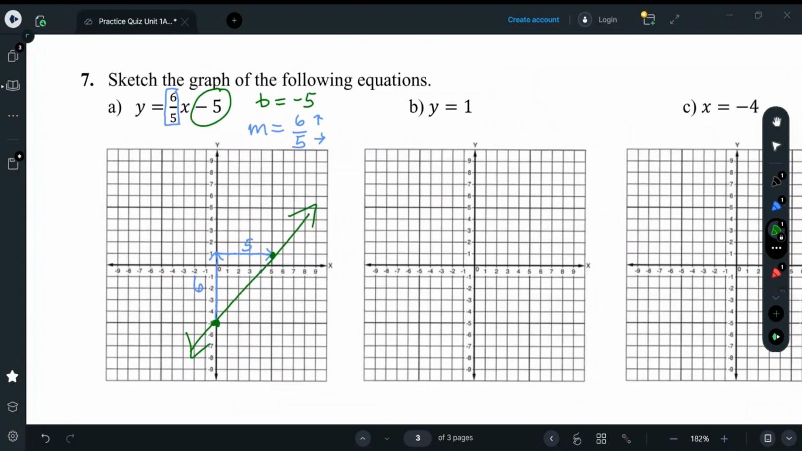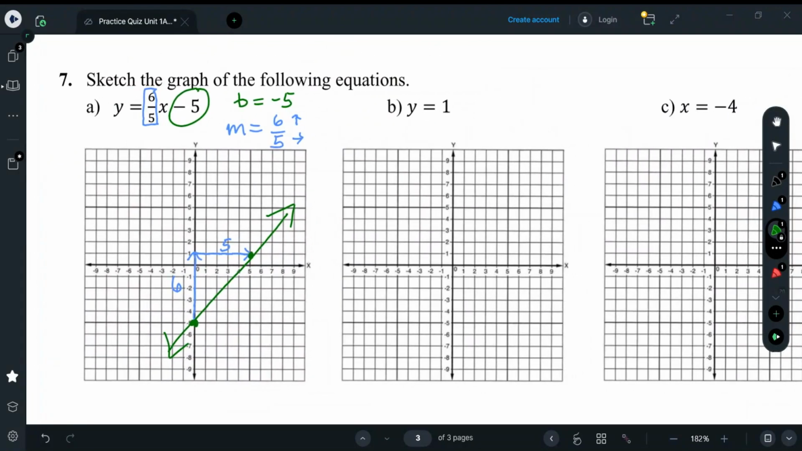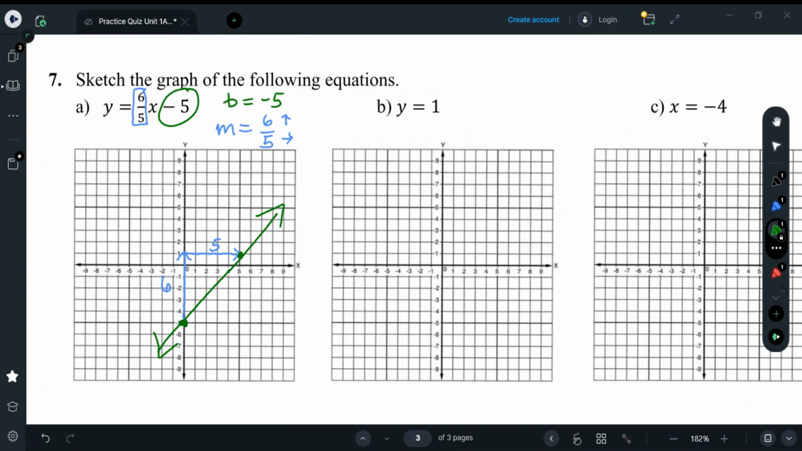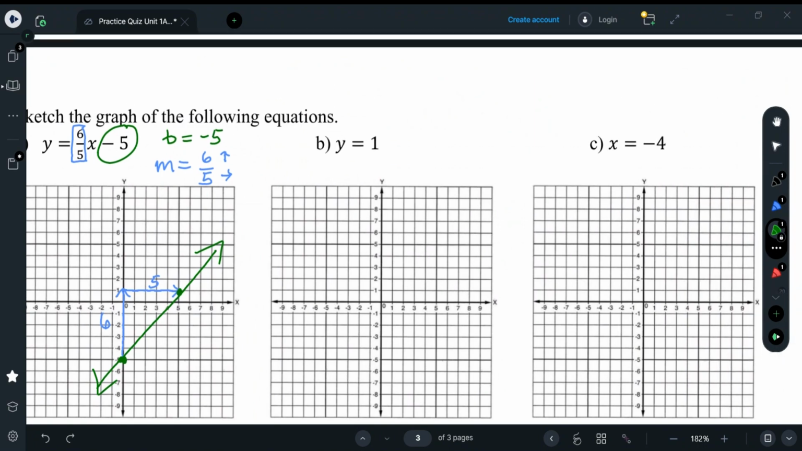Okay, I want to talk about parts B and C here, because if you look at these equations, this is not y equals mx plus b format. Neither is this. These equations are actually more simple. They're more basic. Y equals a number, and then over here, x equals a number. These are our special case lines.